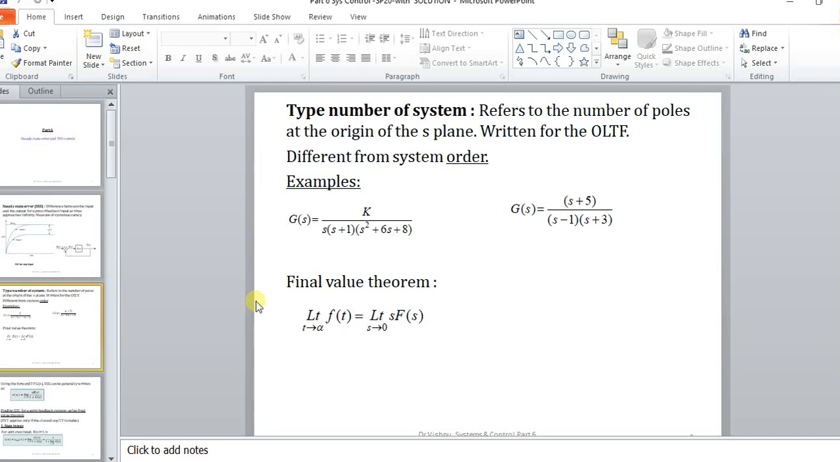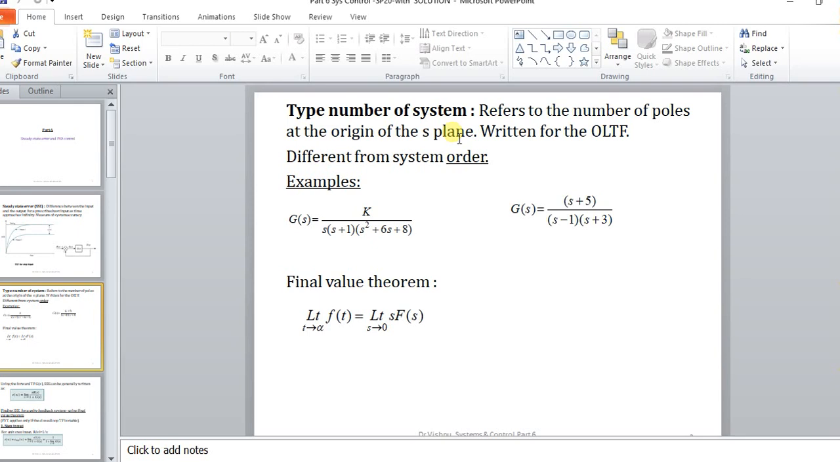Now this steady state error depends on what is called the type number of the system. We have been discussing system order. System order means a first order system has a derivative of order 1, and a second order system has a derivative of order 2, like that. Now this is a different thing. This is called type number. This type number refers to the number of poles at the origin of the S-plane.